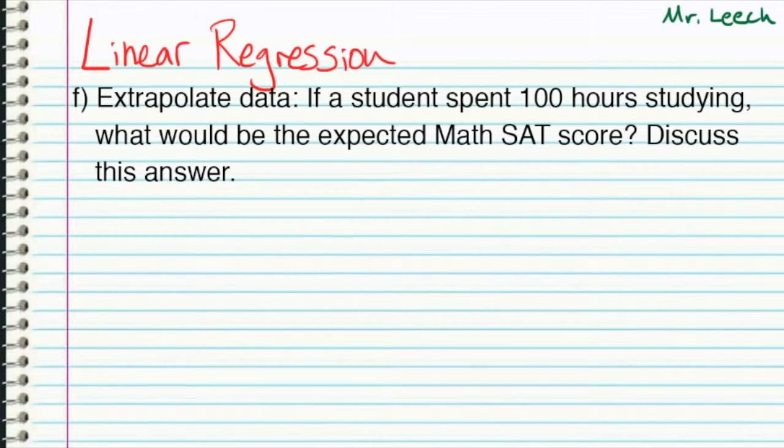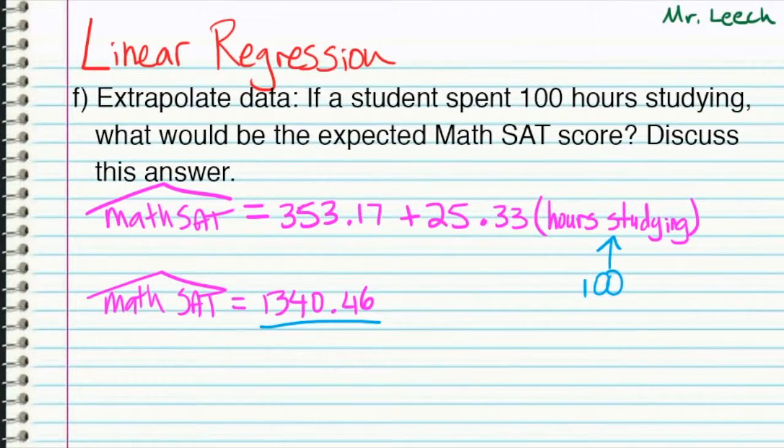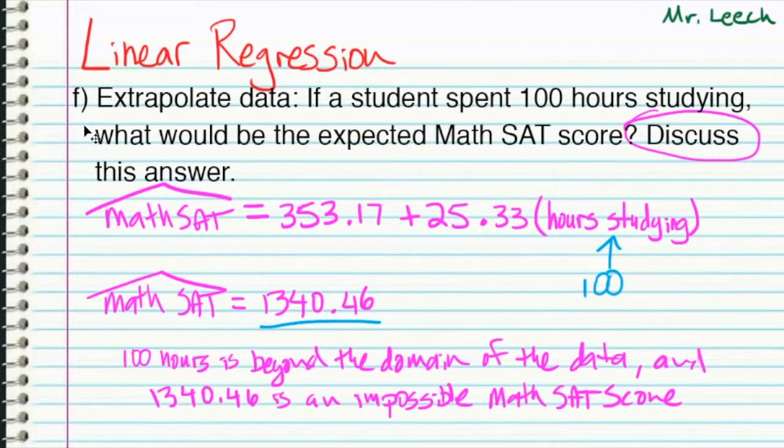Last question. Extrapolate data. If a student spent 100 hours studying, what would be the expected Math SAT score? Discuss this answer. So this seems like the question from D. So just plug 100 hours into hours studying, simplify, and you get 1340.46. Now what's wrong with this? Linear regression does not provide the capabilities to go far beyond the domain of our data. So 100 hours is beyond the domain of the data, and on top of that, 1340.46 is an impossible Math SAT score. I believe the maximum SAT score one could get in a single subject is 800, so this is obviously not a good fit.